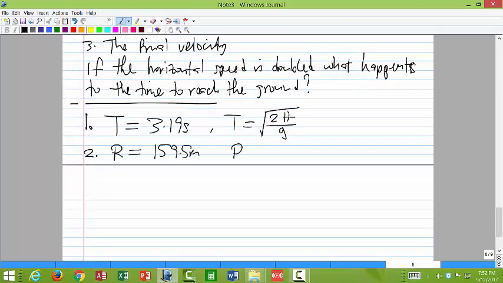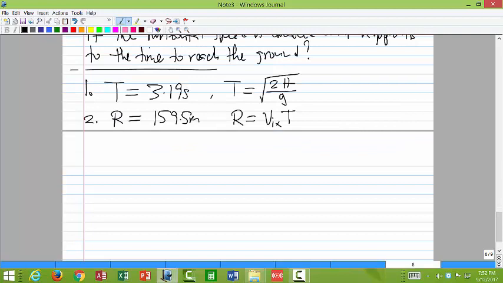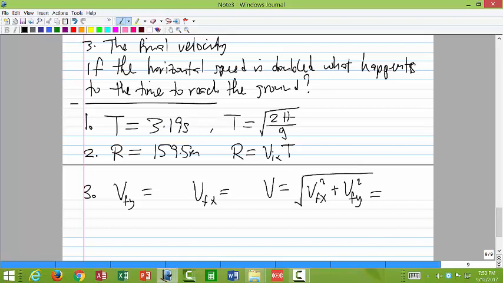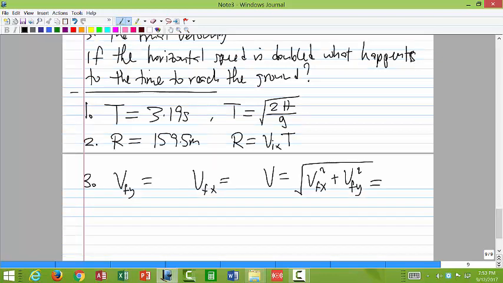Anyone with an answer? So the range is going to be the horizontal velocity times time, and then number 3, final velocity. So when I'm saying final, I'm talking of the general velocity, the vector v, which has vx and vy. So is that what you did? So v final y is a certain number, v final x you already know, and so when I say v, I'm referring to the square root of v final x squared plus v final y squared. So what would that give us? Okay, so we have 58.97. Let's just leave it at 58.9 meters per second.